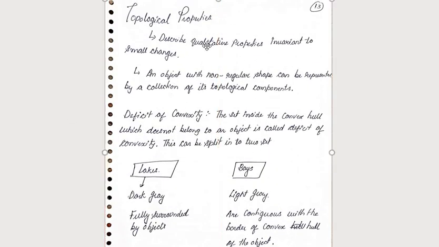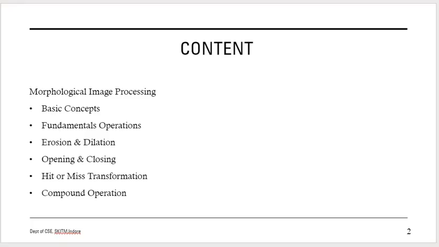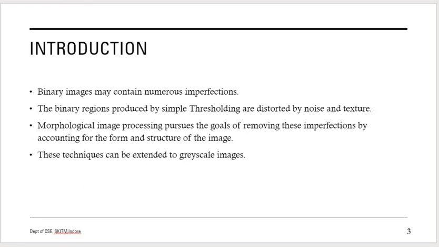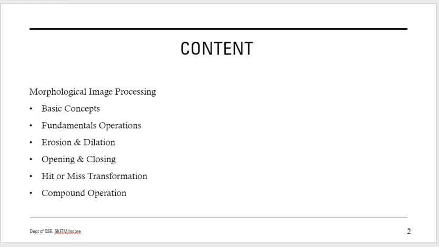What is a convex hull? The convex hull of a region is the smallest convex region containing the input region. Next we are having the topological property. Basically it is describing the quantitative properties invariant to small changes. Next we are having certain morphological image operations that we are performing on the image.